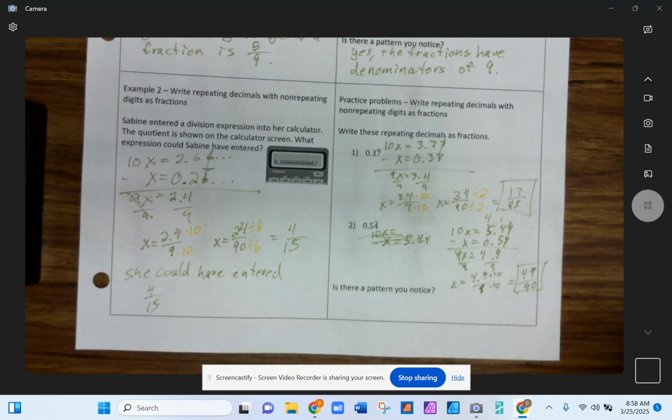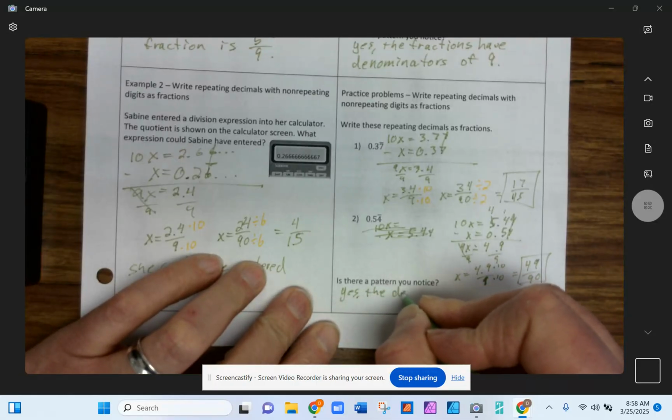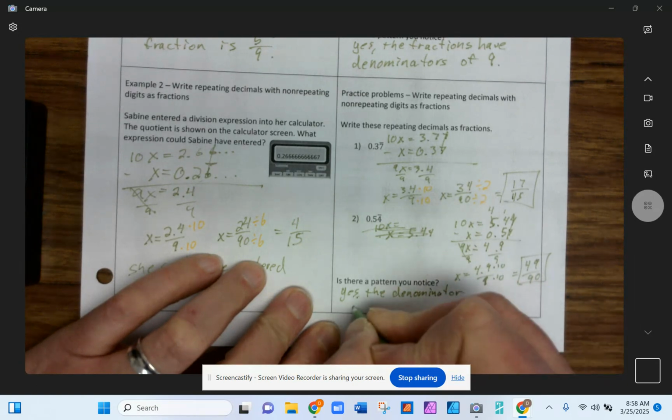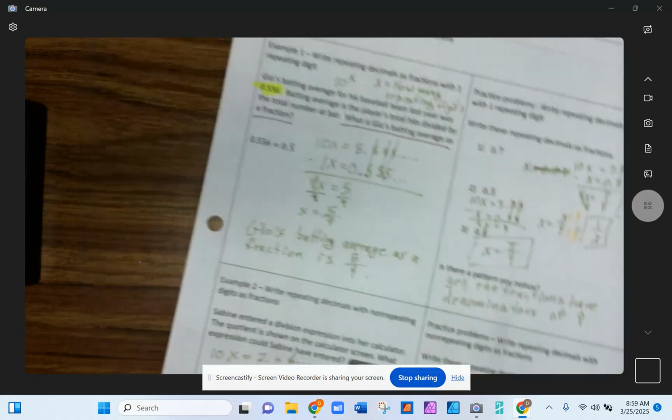Is the pattern you notice? I'm like, yes, the denominator is a 90. The denominator is 90. Okay, for these particular problems, okay?